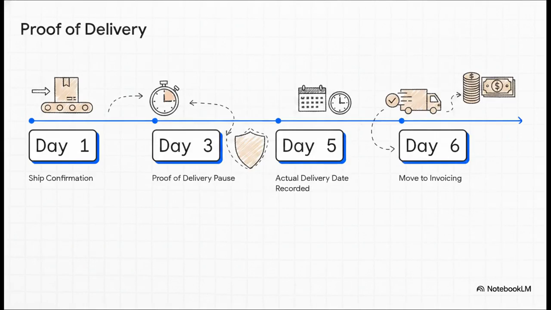Let's track that orchestration timeline for a second. Sometimes a customer contract explicitly states you cannot bill them until the goods actually reach their loading dock. Order management handles this by injecting a proof of delivery pause right into the orchestration process. So after the warehouse confirms the shipment on day 1, the system literally just waits. It pauses the whole shebang until day 5 when the actual delivery date is recorded. Only then does it release the pause and move the order to invoicing on day 6. It's brilliant, built-in contract compliance.